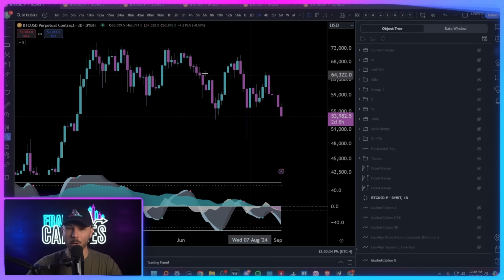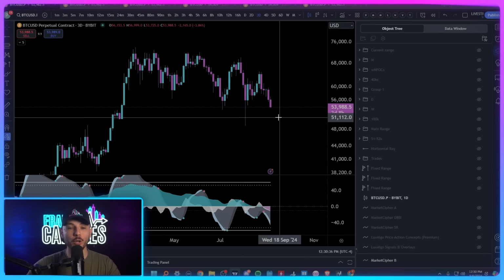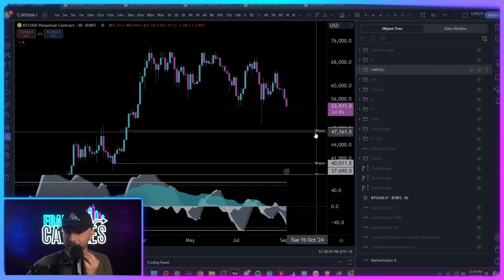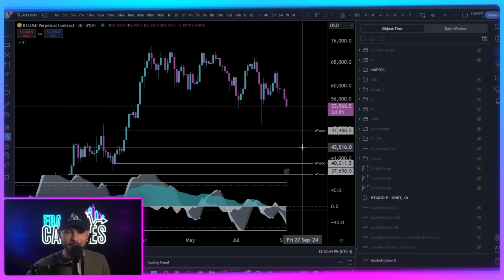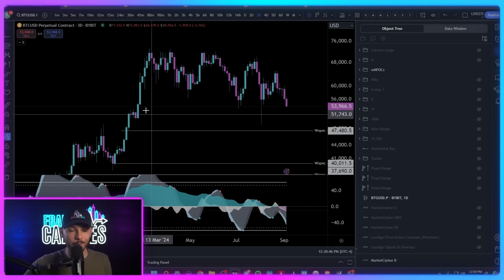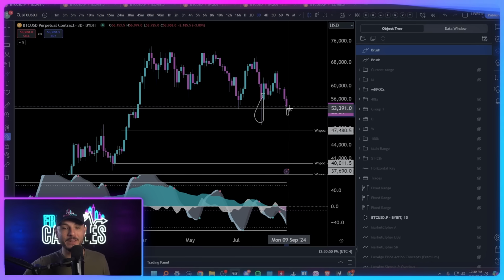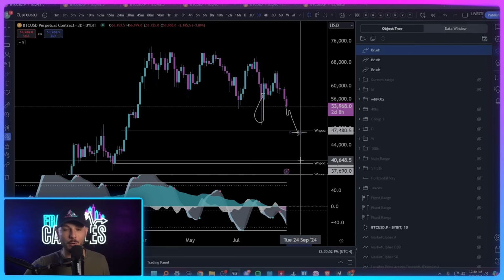So I'm going to go ahead and pull off this local range, guys, and if we were to see that bigger breakdown, the first major level that I'm going to be looking at is simply going to be this weekly naked point of control sitting at $47,480. So if we do wind up coming down to fill this large wick down here, this would be that next major zone of support.